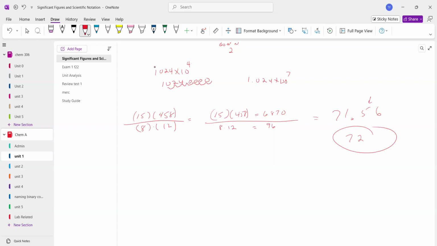That's right. I made a mistake. You learned from yesterday. So what should it be? 72 is two sig figs. So what's one sig fig? 70, correct. I prove I'm human all the time. Okay, so it's very easy to do it this way.